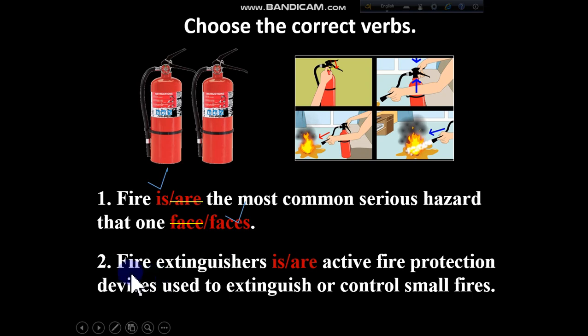Sentence number two, fire extinguishers is or are active fire protection. What will be the answer? Is or are? Okay, fire is third person singular, but fire extinguishers is third person plural. That means they are more than one in number. You can see here, they are more than one in number, extinguishers. That's why you have to use a plural verb. As we have learned before, if the subject is third person plural number, then you must go with the plural auxiliary verb. That means are. Here the answer is are.